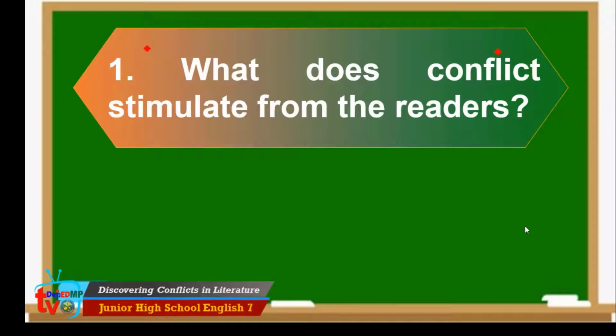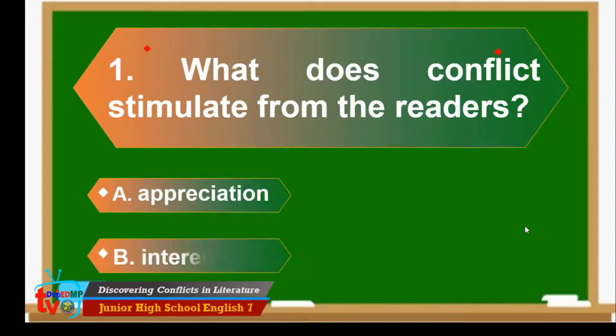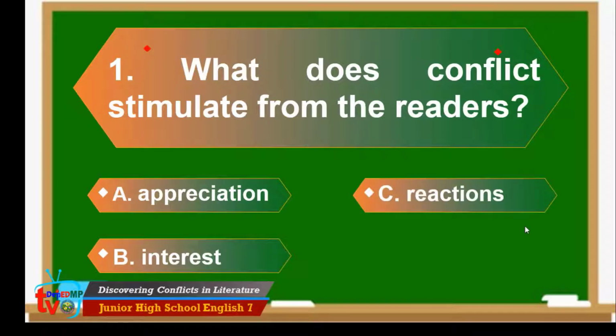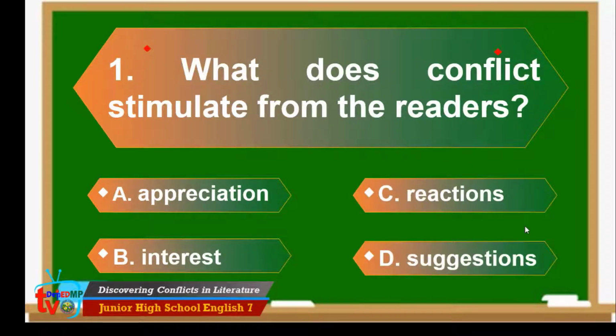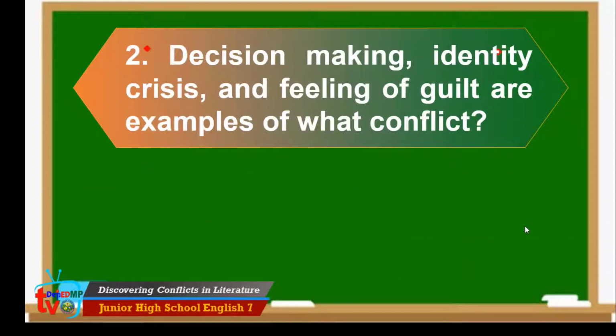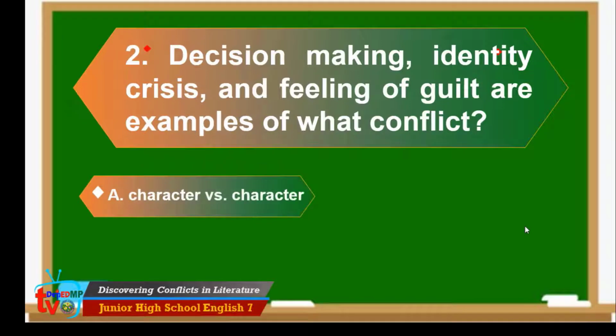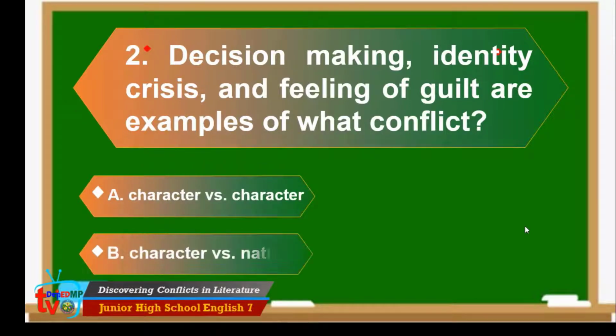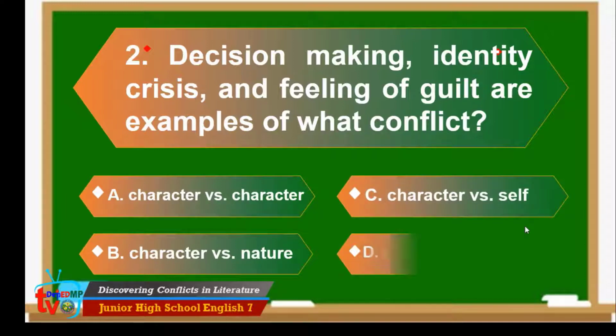Number 1. What does conflict stimulate from the readers? A. Appreciation. B. Interest. C. Reactions. D. Suggestions. Number 2. Decision-making, identity crisis, and feeling of guilt are examples of what conflict? A. Character versus character. B. Character versus nature. C. Character versus self. Or D. Character versus society.